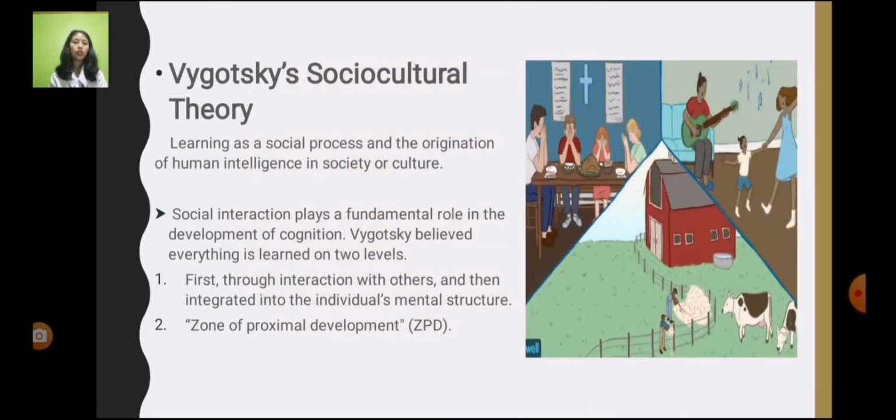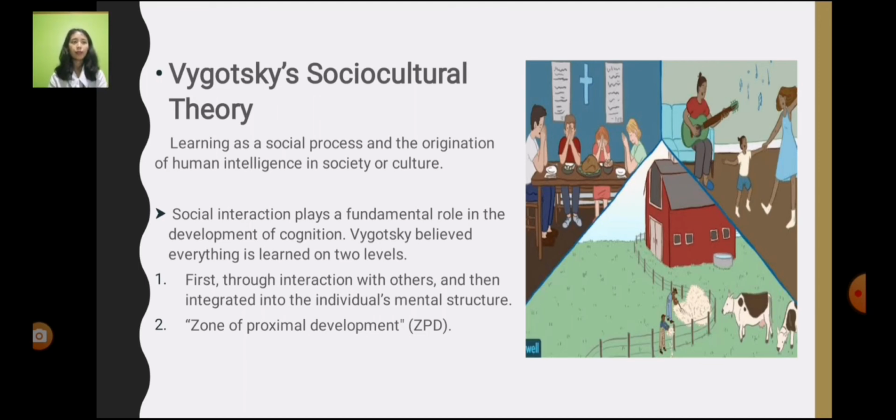The following are the theories that support the new view of the learning process. According to Vygotsky's sociocultural theory, learning is a social process, and human intelligence originates in society or culture. Social interaction plays a fundamental role in the development of cognition.